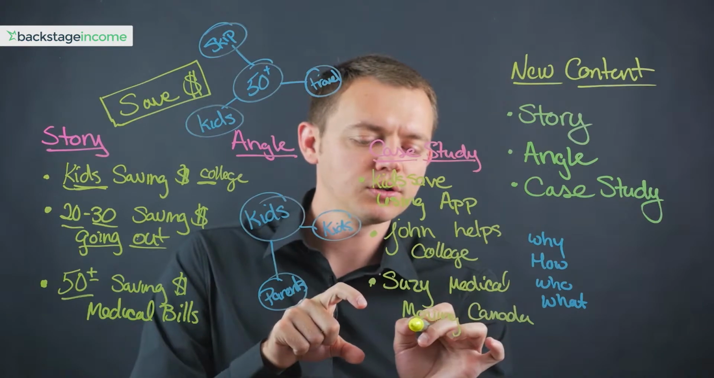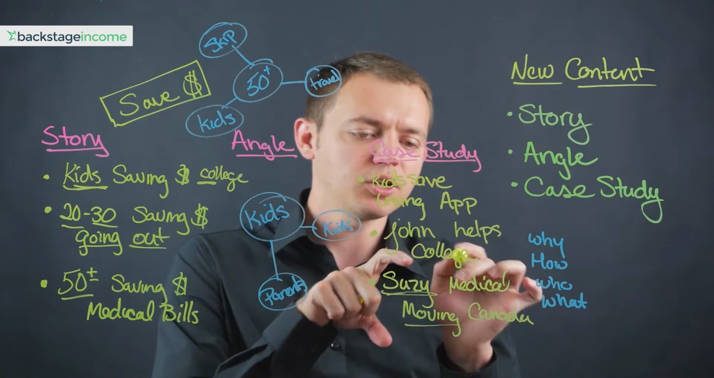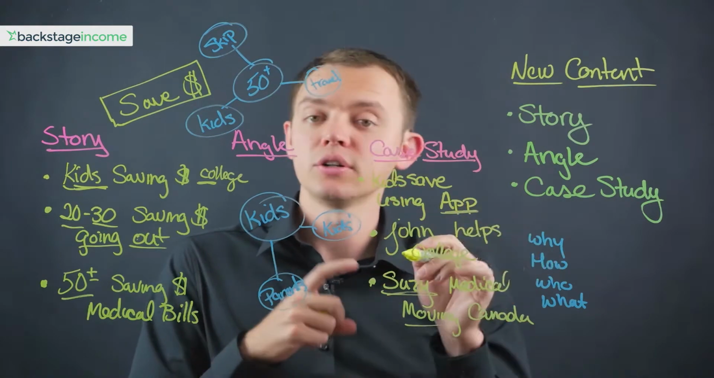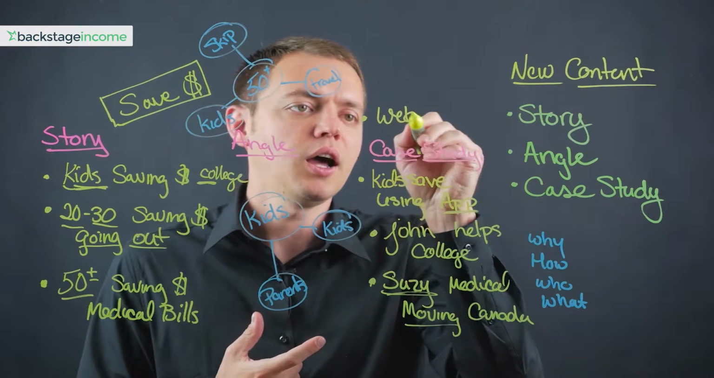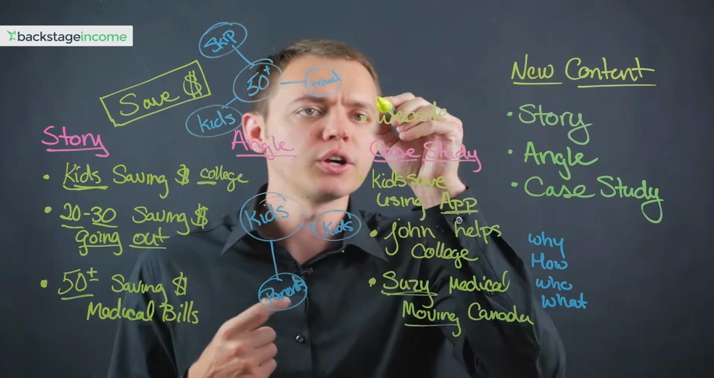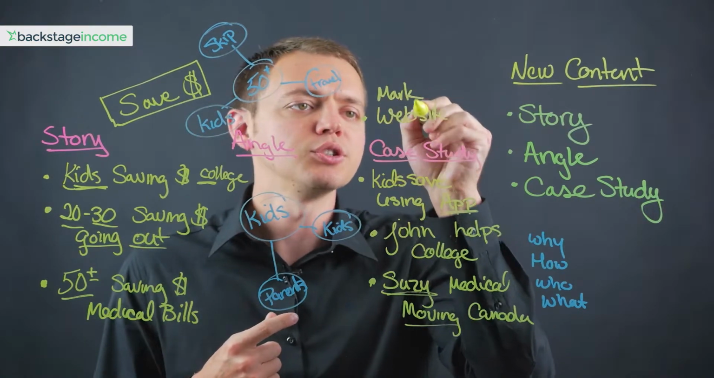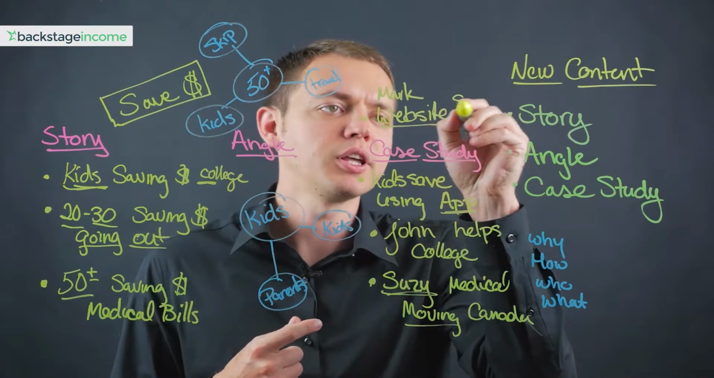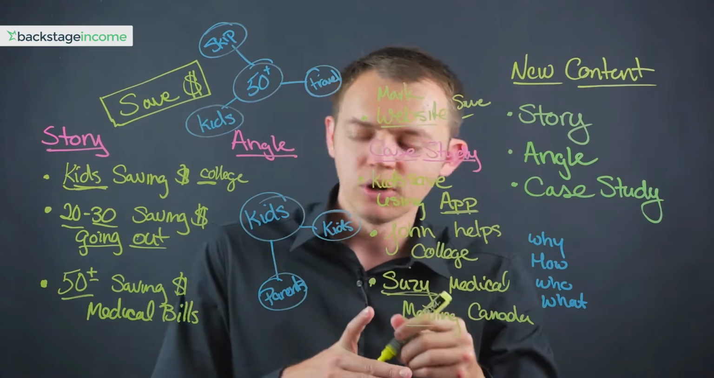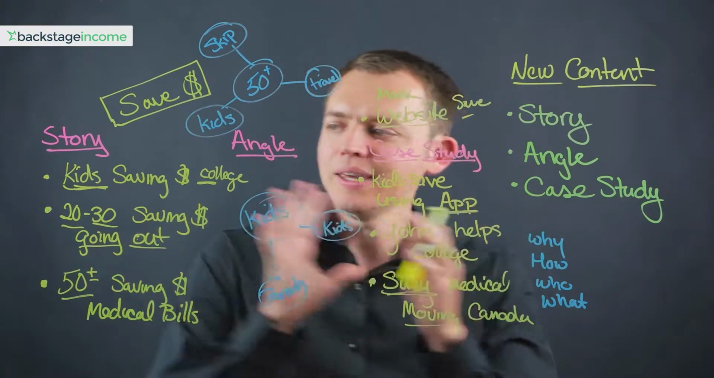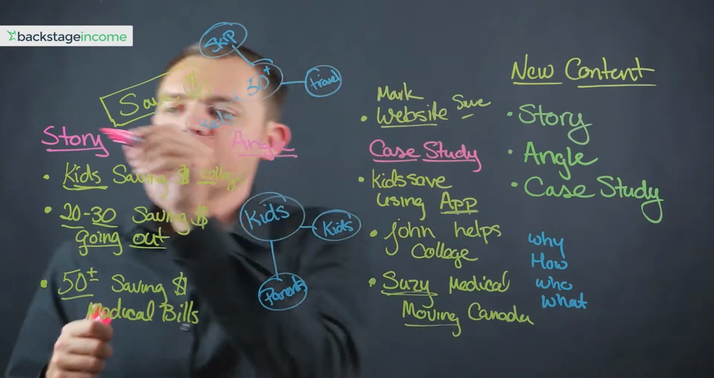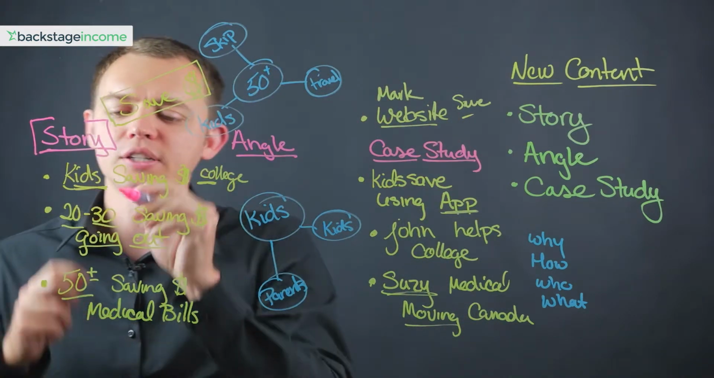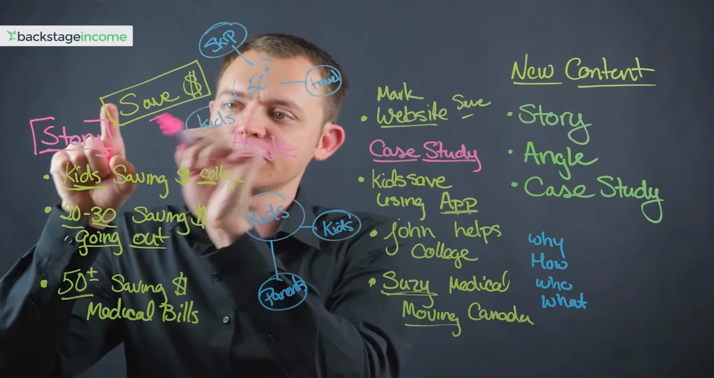You could go into a story like Susie's medical bills. You could go into a certain application or tool, or how people are using, let's say, this website. It could be Mark is using this website to save money in a certain way. So you're really just spanning into these main angles, right? Or these different segments. So you have story as the big thing, right? So you have whole different complete stories just on saving money.